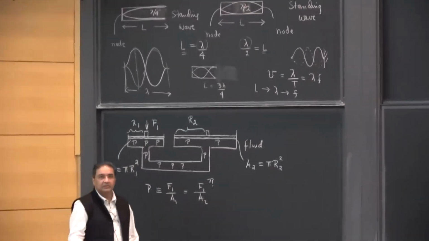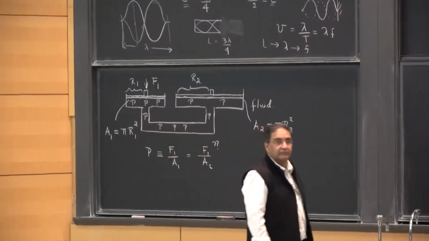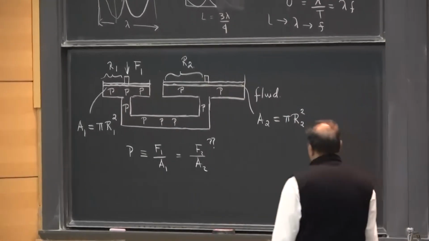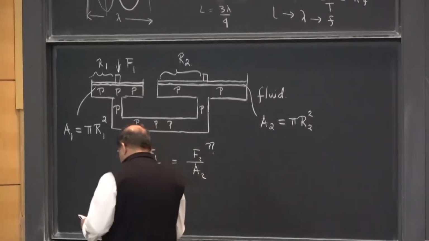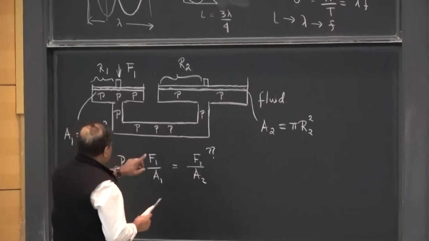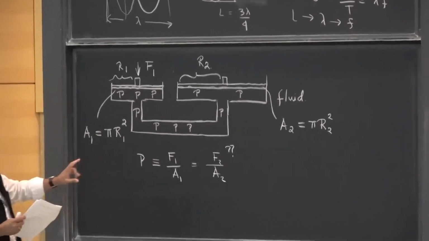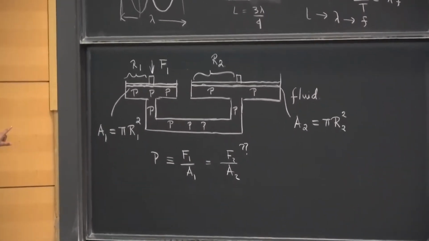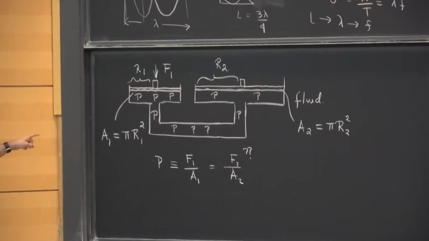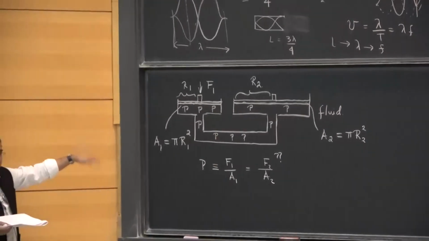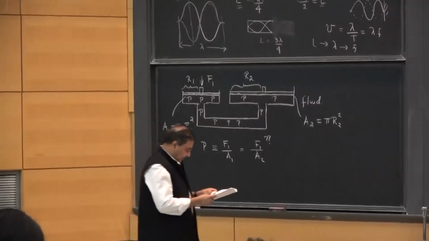Because if A2 is large, then necessarily F2 should also be large. So this is a very interesting problem, because you can actually generate very, very large forces by simply manipulating and arranging the system just the right way.